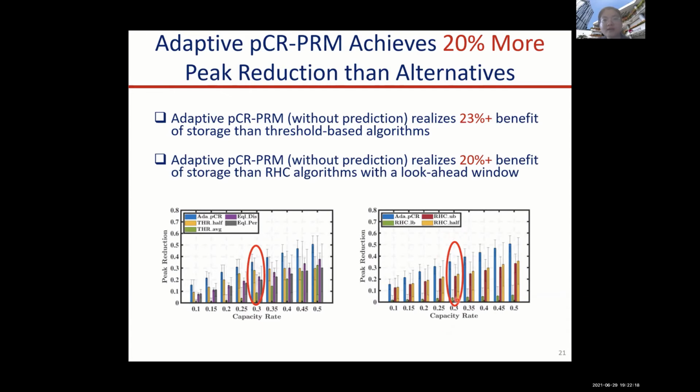Moreover, we show that our adaptive algorithm without prediction realizes 20% more benefits of storage than receding horizon control algorithms, which have a look-ahead window. This figure also indicates sometimes noisy prediction can generate very bad outcomes because this receding horizon control algorithm achieves very little peak demand reduction. That's not desirable.